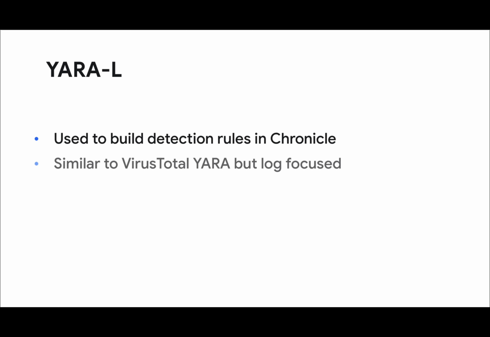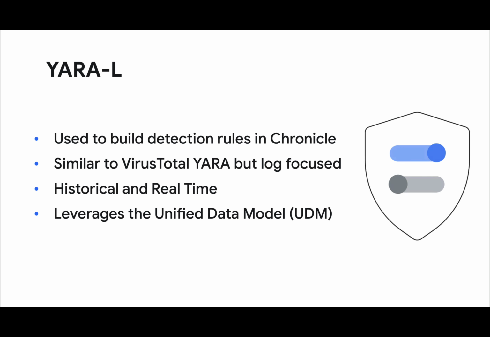Detections engineers need a method to build rules that will alert when suspicious or malicious behavior is taking place. Chronicle uses YARA-L to build these rules. YARA-L is a variant of the VirusTotal YARA rule, but is focused on log data. It can be used to detect threats in both historical and real-time events, and it's leveraging the Unified Data Model, or UDM, the schema that Chronicle stores event data in.